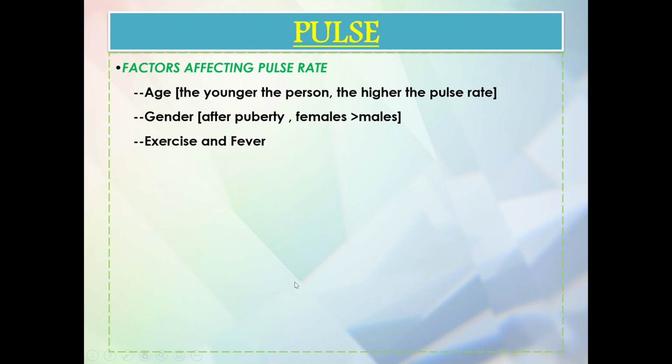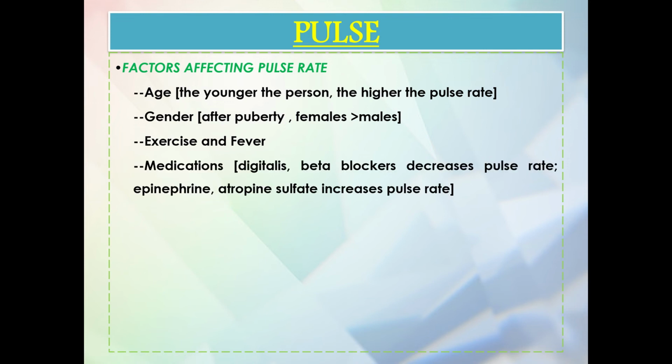Next, exercise and fever. Definitely, if you are exercising or if you have fever, mas mabilis yung tibok ng puso. Medications such as digitalis, beta blockers, it decreases pulse rate. While epinephrine and atropine sulfate, it increases pulse rate. So kung umiinom ng medication si patient, so definitely tignan ninyo baka it affects naman pala their pulse rate. Kaya for example, mabilis yung tibok ng puso nila, baka nag-epinephrine pala siya or nagtitake ng atropine sulfate. So we take note of the medications being taken by the patient.